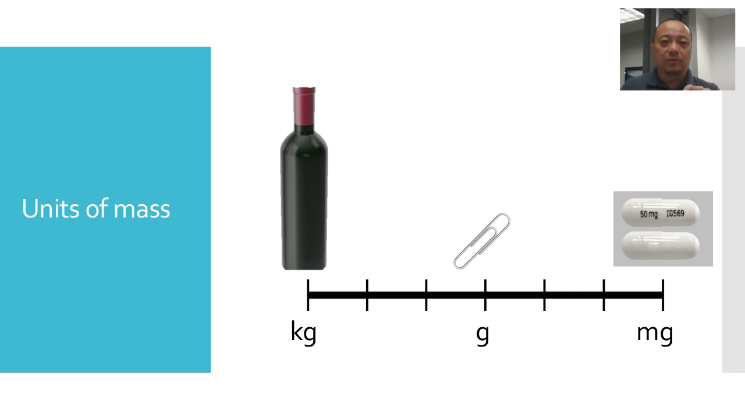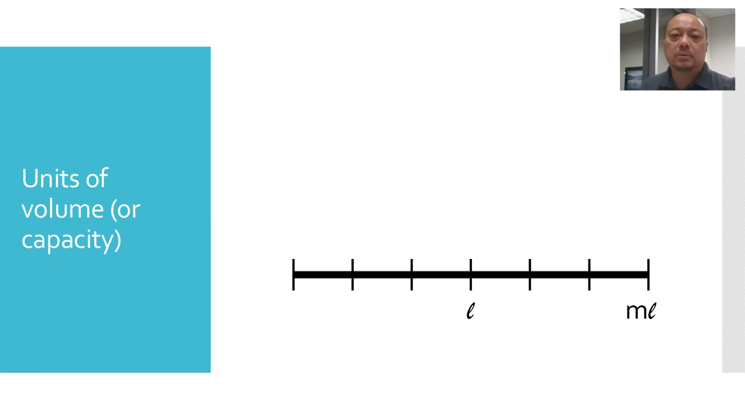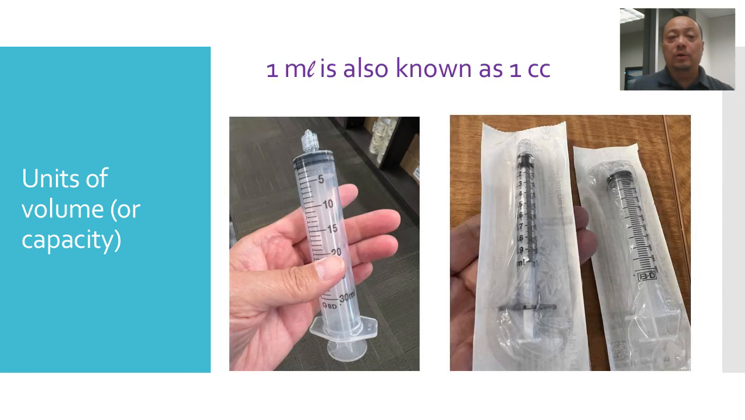Medication, pills, those are measured in milligrams. Okay, turning to units of volume or capacity. For volume, we basically only use liter, L, or milliliter, ml. 1 ml is also equal to 1 cc, or cubic centimeter. On a typical chubby plastic syringe, each small tick mark is 1 ml or 1 cc, and then each major tick mark is 5 ml. On a skinny plastic syringe, each major tick mark is 1 ml.